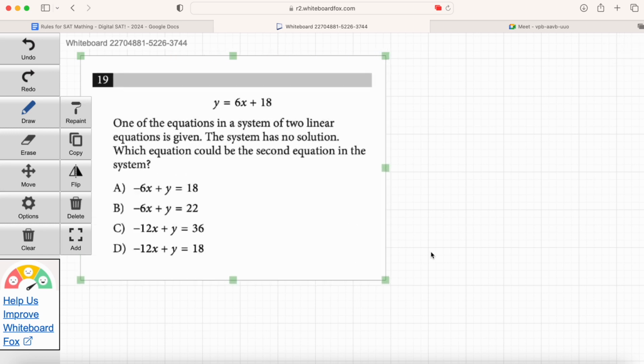All right, Emma, you are up. Go ahead and read question number 19 for us, please. One of the equations in a system of two linear equations is given. The system has no solution. Which equation could be the second equation in the system?